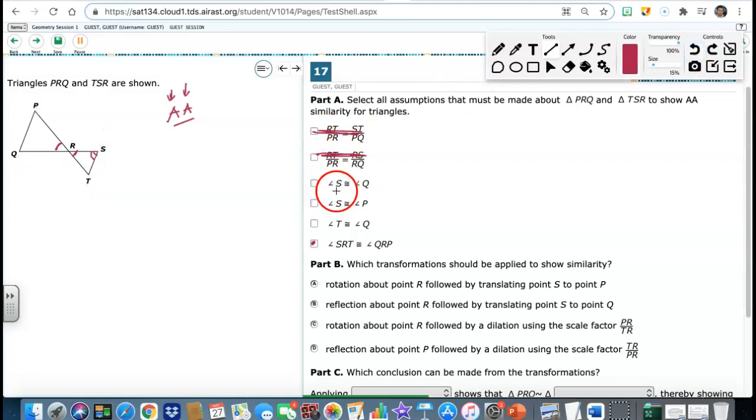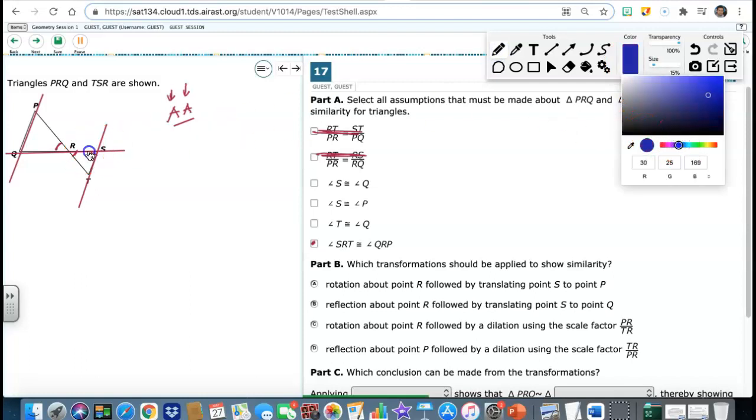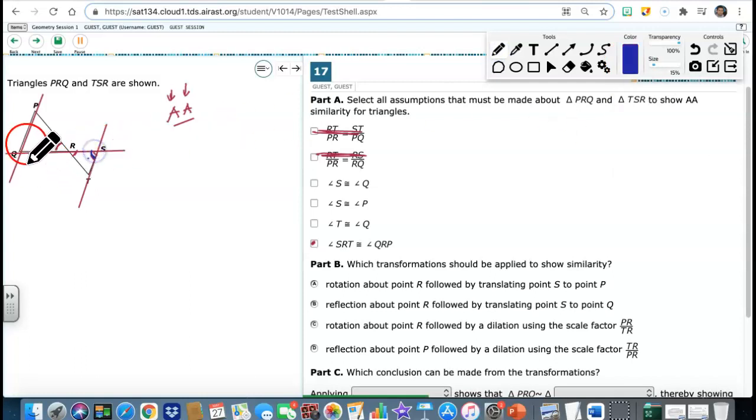They're saying angle S congruent to angle Q. Yeah, it makes sense. Why does it make sense? Because if this line is parallel to this line, and this is a transversal, then this angle and this angle, and let's change that to blue so we can see it, will be called alternate interior angles. So angle S makes sense to be congruent to angle Q.